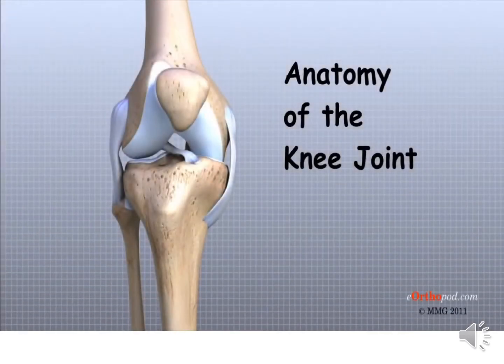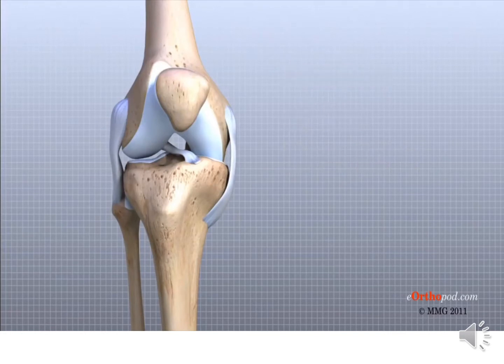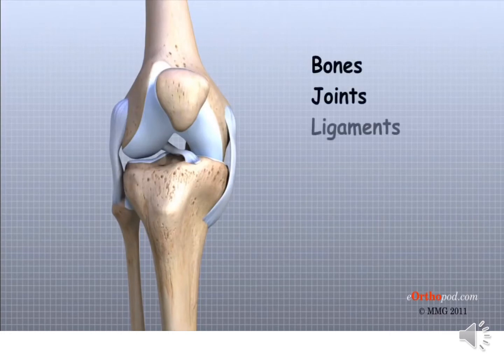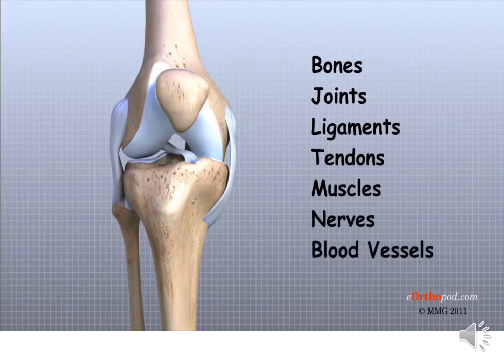It's a very important video. A well-functioning knee joint is critical to mobility, including standing, walking, and running. To better understand how knee problems occur, it is important to understand some of the anatomy of the knee joint and how the parts of the knee work together to maintain normal function. The important structures of the knee can be divided into several categories. These include bones, joints, ligaments, tendons, muscles, nerves, and blood vessels.